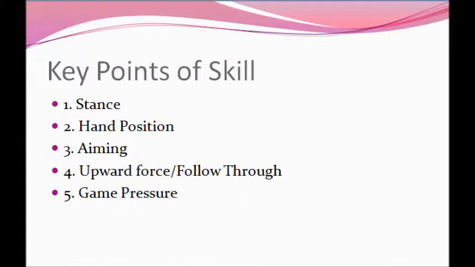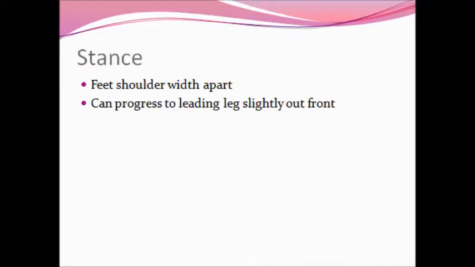We identified 5 key points of our basketball shooting skill: stance, hand position, aiming, upward force and follow through, and game pressure. For correct stance, it has been recommended at beginner level to stand with your feet roughly shoulder width apart. This creates a stable centre of balance. To teach and correct proper stance, we have used a number of different drills.